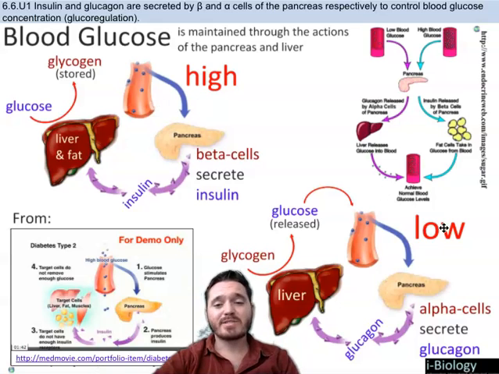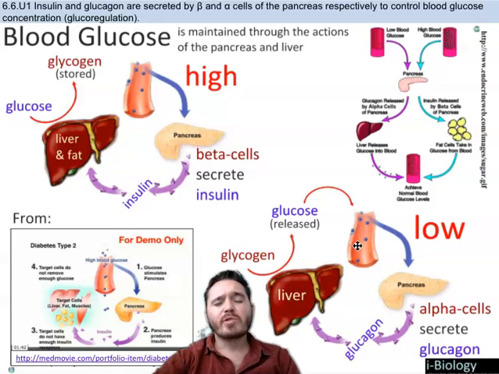Now, if we have the opposite, where we have low blood glucose levels, then essentially the opposite is happening. We need to increase blood glucose levels. Why would we need to increase blood glucose levels? Well, you do need glucose. All of your cells and tissues need glucose. For what? For energy, for cellular respiration, right? To produce ATP energy.